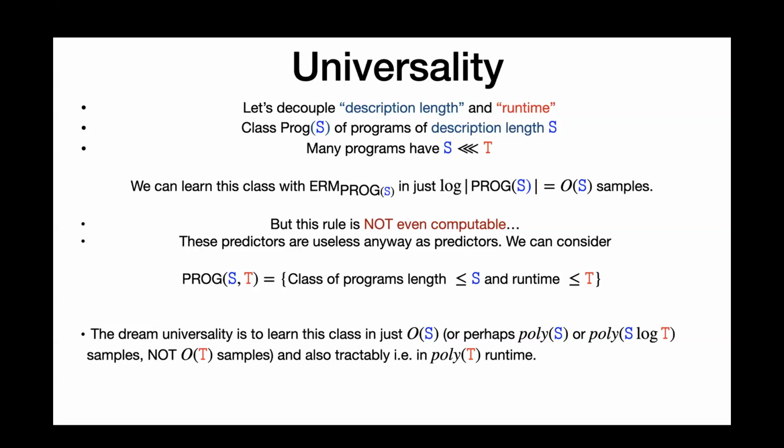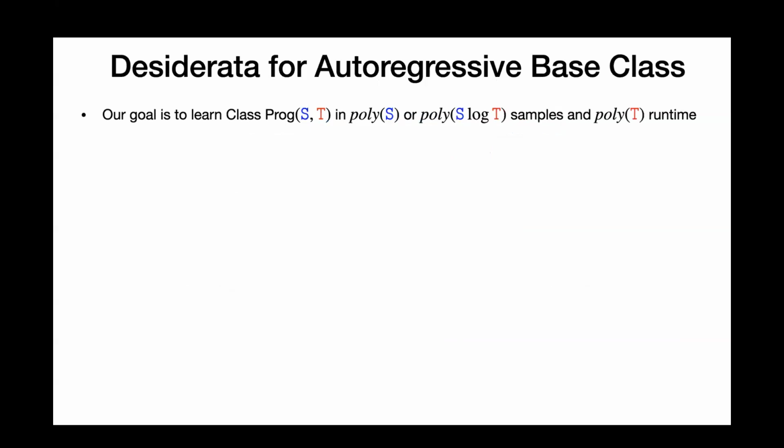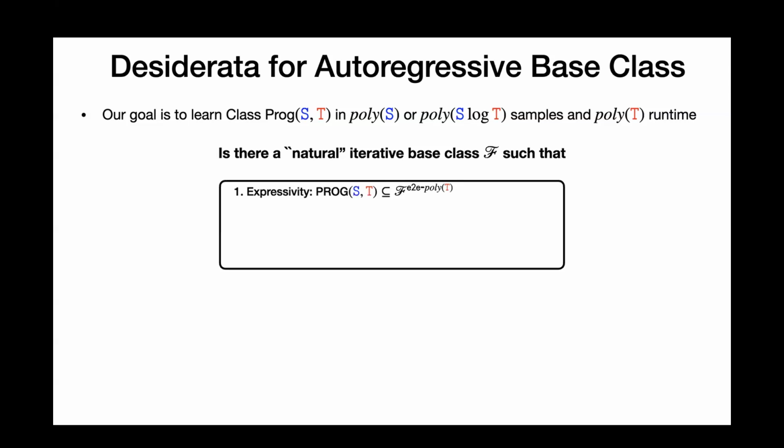And this is sort of my dream universality learning goal. So the question that we try to ask is: is there a natural iterative base class, my universal base class f, so that it has enough to express such a universal class of programs s comma t? I can express this universal class as the end-to-end mapping of my iterative base class. And then this base class is learnable with very low sample complexity, s log t.